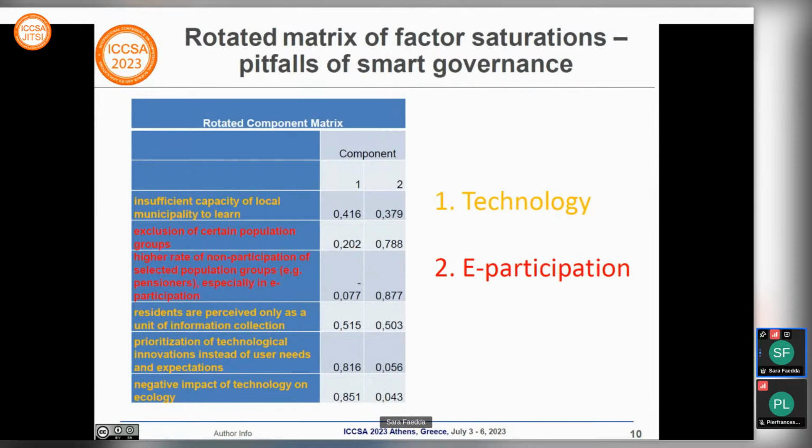And the second factor was evaluated e-participation, and it is oriented on the various use of technologies like a medium to support the decision making, and there can be some aspects that can be negative if, for example, the older people are not able to use the new communication technologies, or it can be that people can be seen as a unit of information.